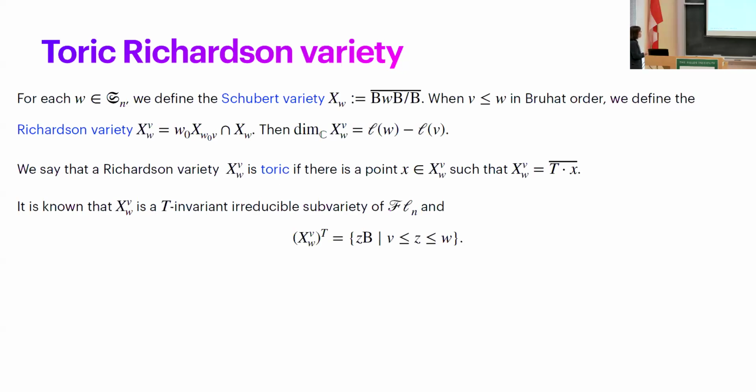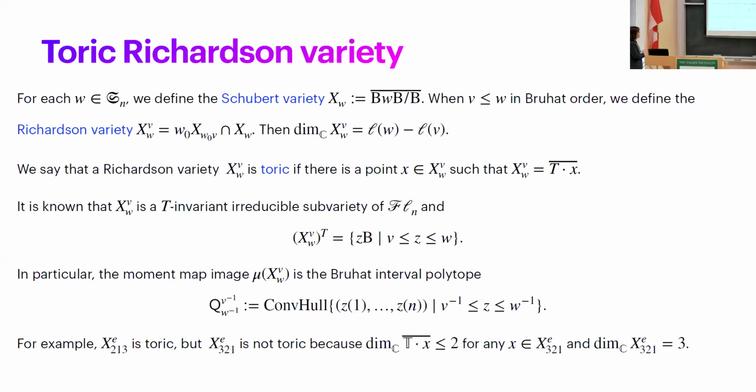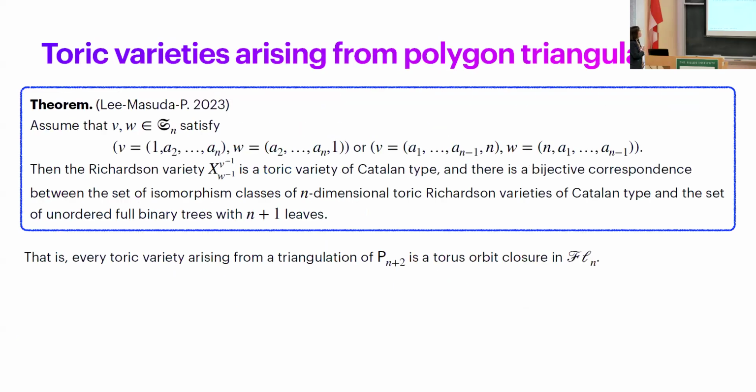The torus fixed point set of X_{v,w} is the set of permutation flags z, where z is between v and w in Bruhat order, and its moment polytope is the convex hull of these points. But of course, not every Richardson variety is toric, but some Richardson varieties are toric.